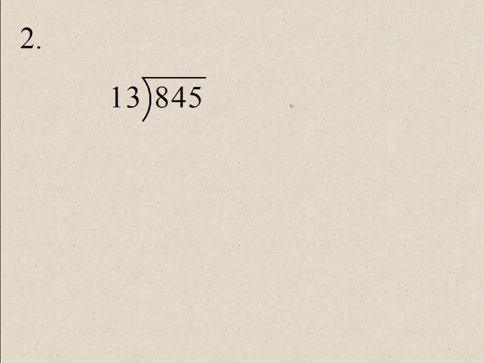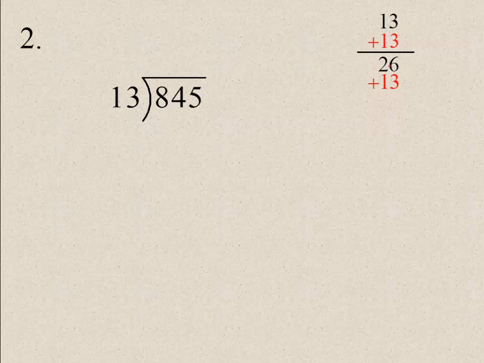In example number 2, I have 845 divided by 13. The only difference is my divisor is now a two-digit number. Being a two-digit number, I now need to start working with the multiples of 13, which is not as easy as 4. So I use this. I write the number down, 13, and I add 13 to it. Do simple addition, 3 plus 3 is 6, 1 plus 1 is 2, the answer is 26. Add 13 again.